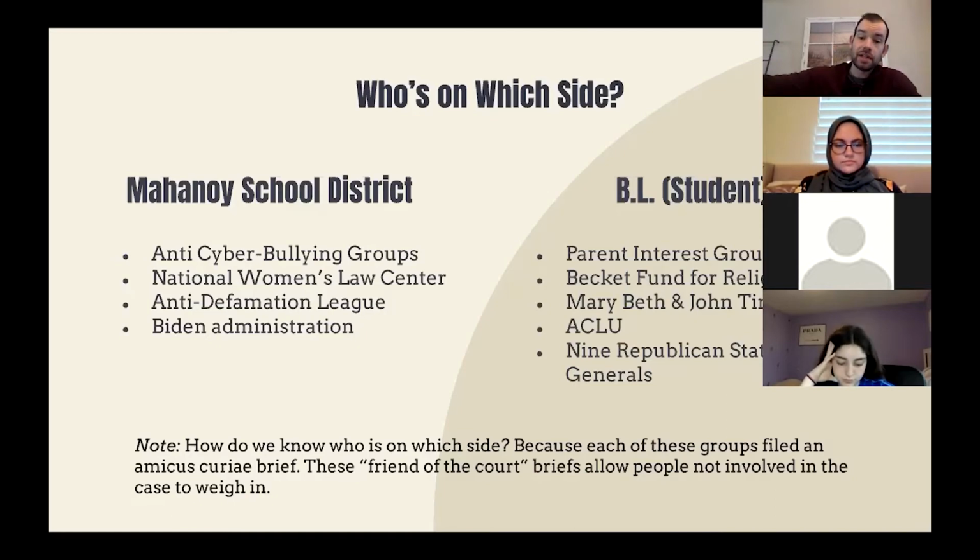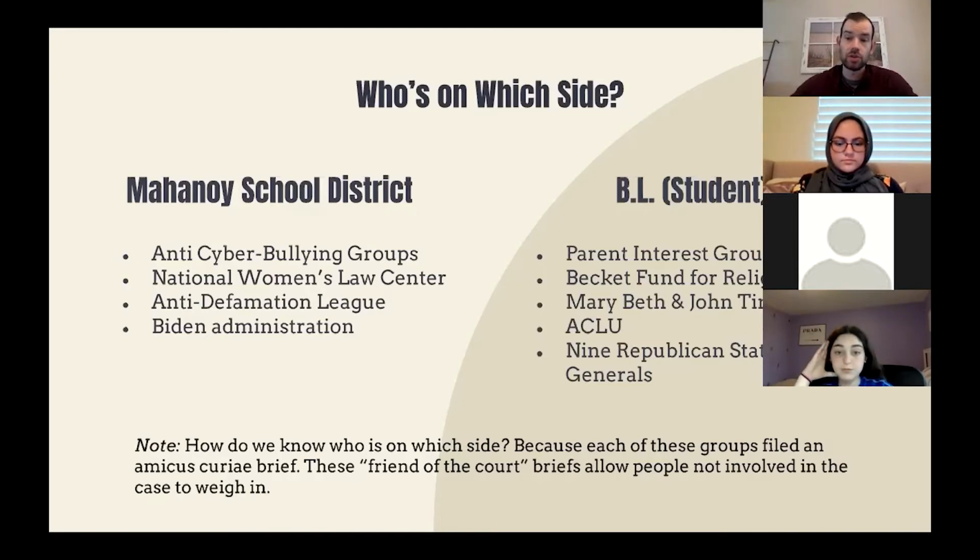On the student side, you have many parent interest groups. You have many religious liberty groups. You have Mary Beth Tinker and John Tinker, the original students who preserved the right to free speech in schools. You have the ACLU, the American Civil Liberties Union. They're the ones who are arguing the case on behalf of the young girl. And then you have nine Republican state attorneys general.